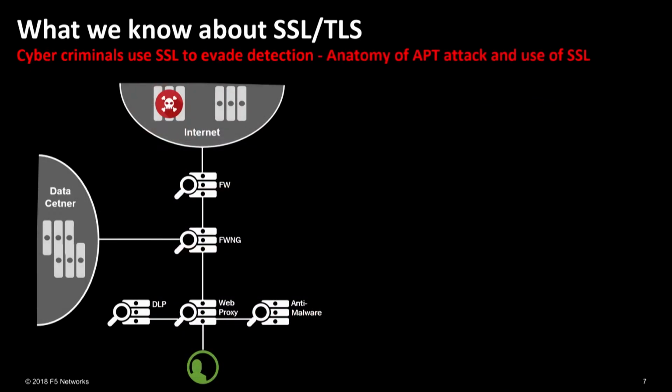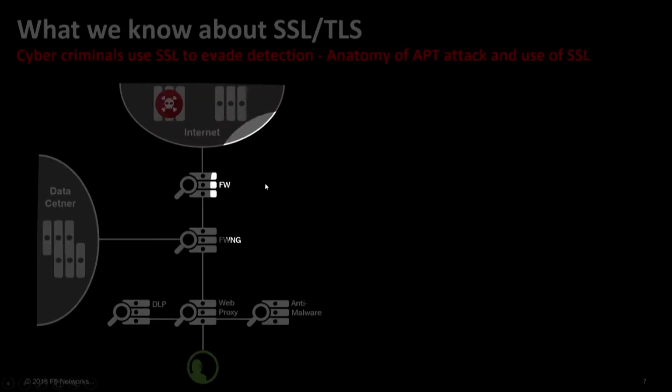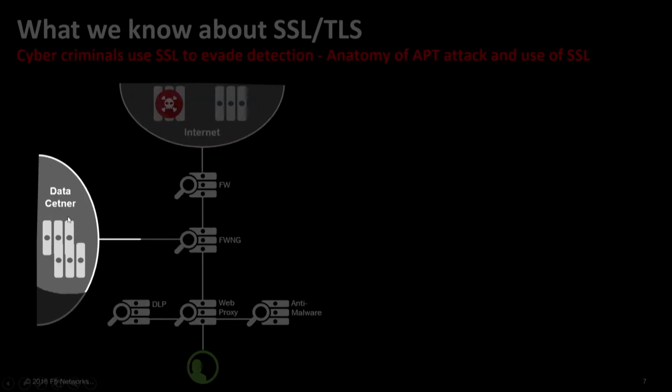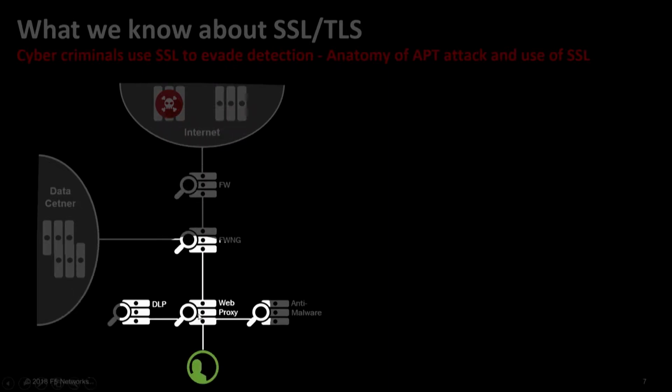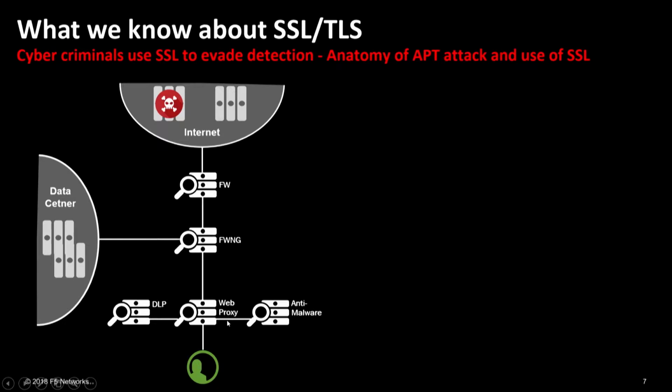And this is an example. Try to imagine that we have a typical network where we have some internet, we have a data center, we have a first line of firewalls, some next generation firewalls, we have DLP systems, web proxies, anti-malware systems. It's a pretty secure network.